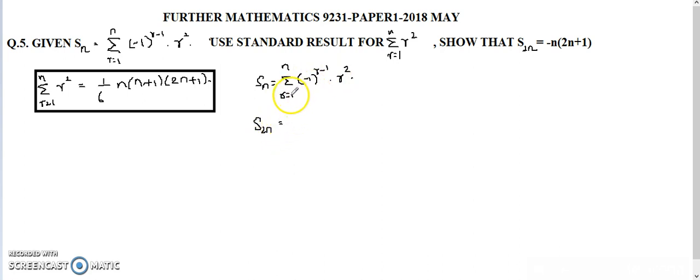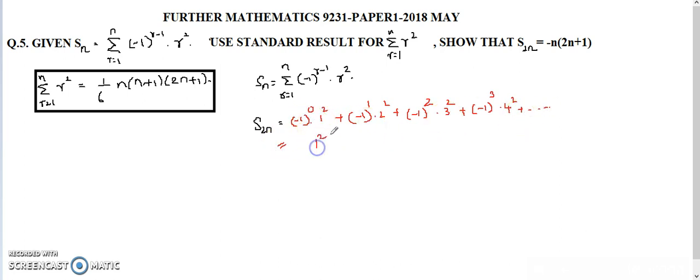Now let's try to put the values of r here and write what S2n is. So S2n will be equal to, I'm just putting the values of r here, (-1)^(1-1), that is 0, into 1², plus (-1)^(2-1) into 2², plus (-1)^(3-1) into 3², plus (-1)^(4-1) into 4². This is how it goes. So what do I get here? I get 1² minus 2² plus 3² minus 4² plus etc. We do have alternate plus and minus in this.